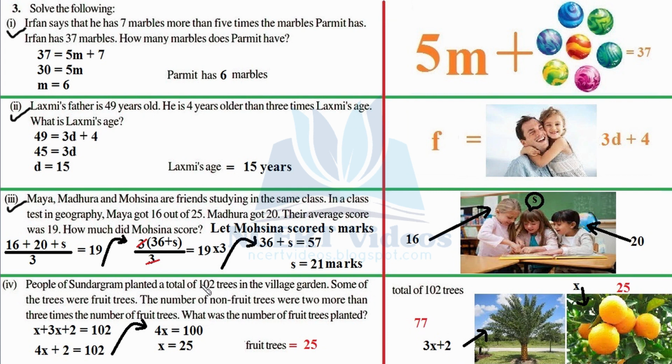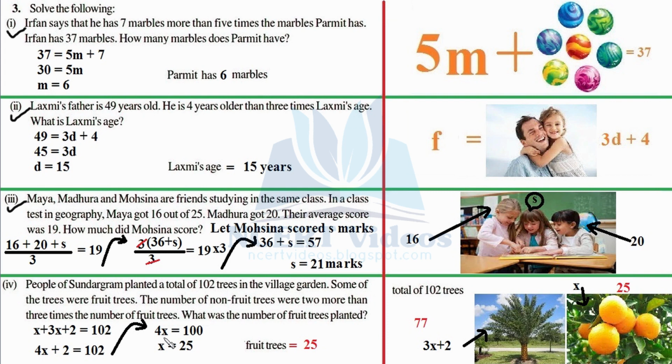Now we also know that their sum is 102. Therefore this x, so we wrote x here, plus 3x plus 2. No need to put it in brackets because addition doesn't make any difference. Equals 102 because the total is 102. That is, this plus this gives you 102. That is x plus 3x plus 2 gives you 102. Now 3x plus x is 4x plus 2 equals 102.